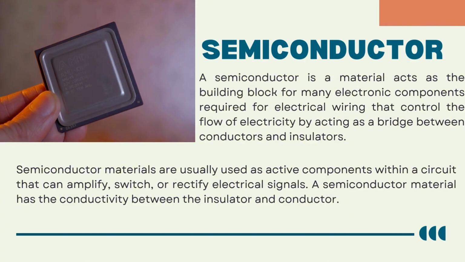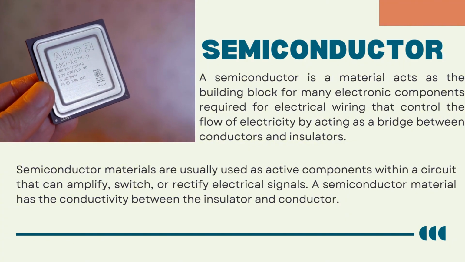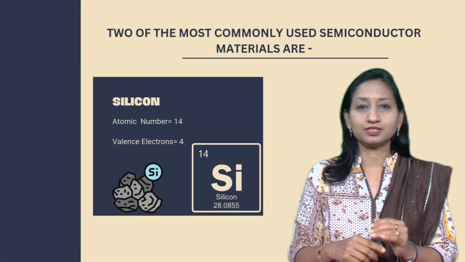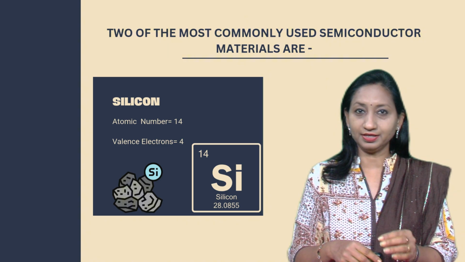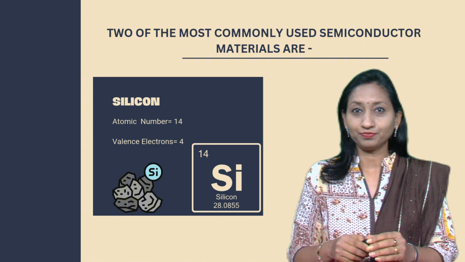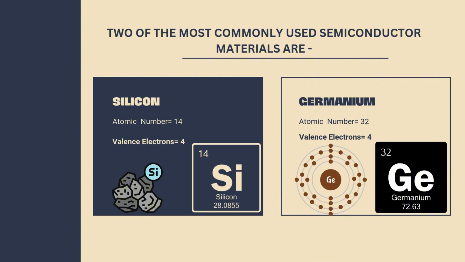A semiconductor material has a conductivity between the insulator and conductor. Two of the most commonly used semiconductor materials are silicon, which is symbolized as Si, and its atomic number is 14, and the other one is germanium, which is symbolized as Ge, and its atomic number is 32. Both the atoms have 4 valence electrons.